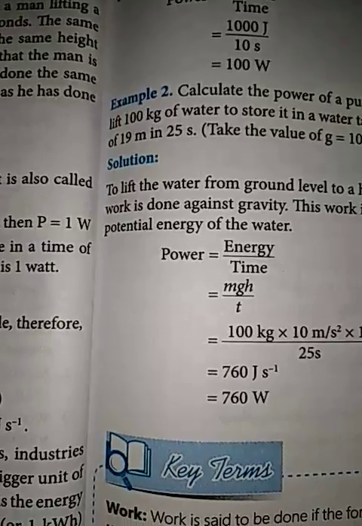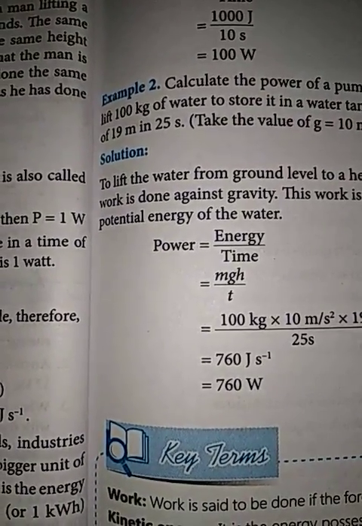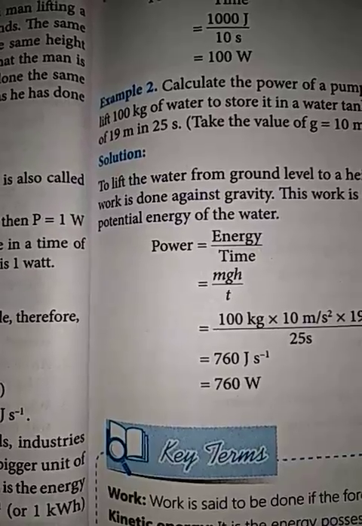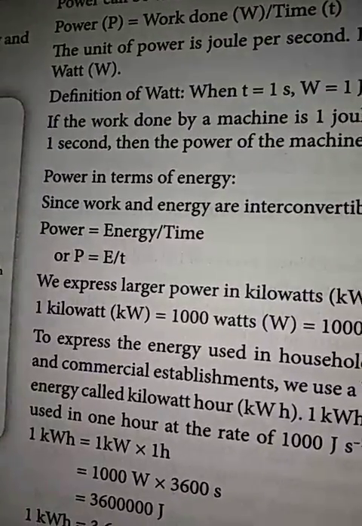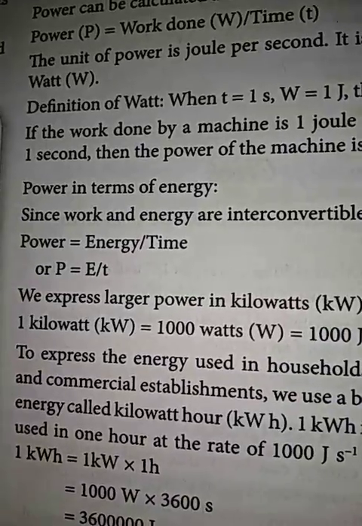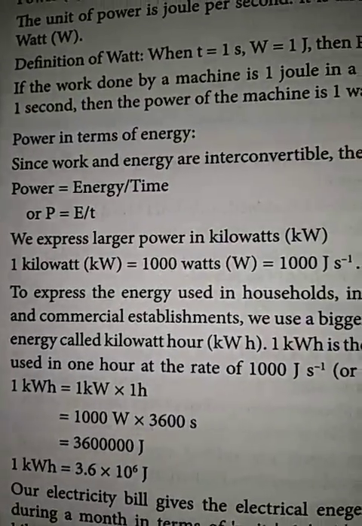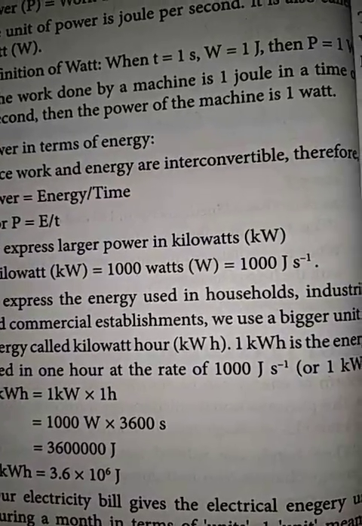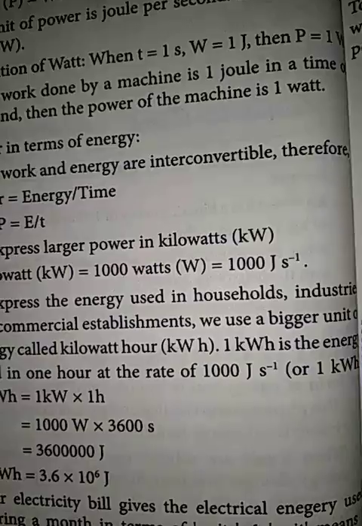The power in terms of energy: since work and energy are interconvertible, therefore power is equal to energy by time. So P is equal to E by T. We express large power in kilowatt. 1 kilowatt is equal to 1000 watts, or is equal to 1000 joule per second.